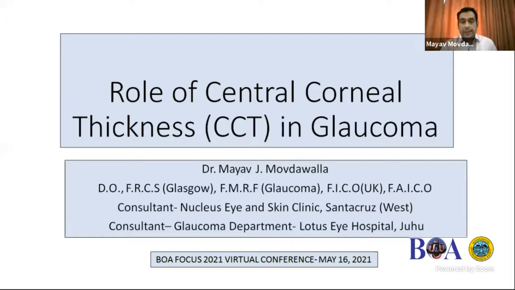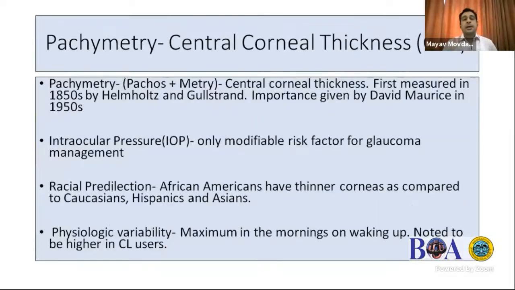Maya, please go on. So my topic for today is the role of central corneal thickness in glaucoma. Pachymetry or central corneal thickness is a combination of two words, basically thickness and to measure, and was first given importance by David Maurice in 1950s. Corneal thickness, corneal biomechanical properties, all are essential as far as measuring IOP in any form is concerned. And we all know IOP is the only modifiable risk factor for glaucoma. Hence, corneal thickness, IOP, and glaucoma have a close association with each other.